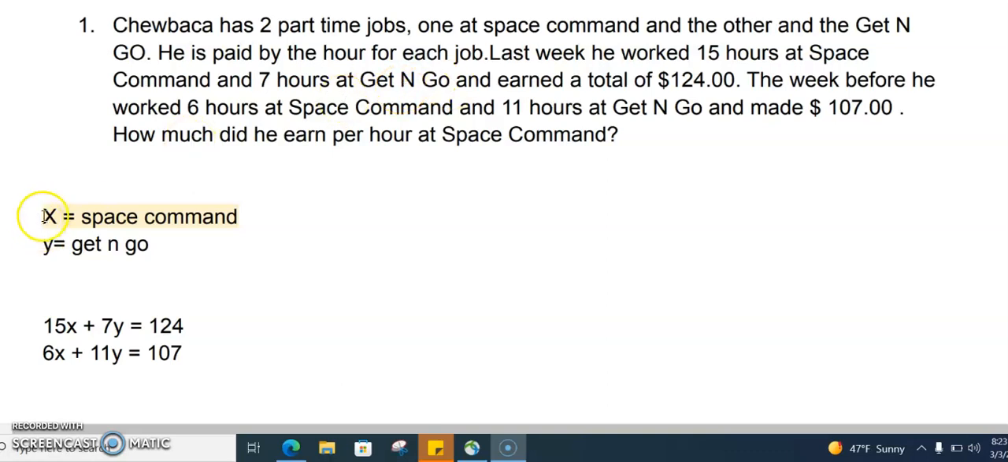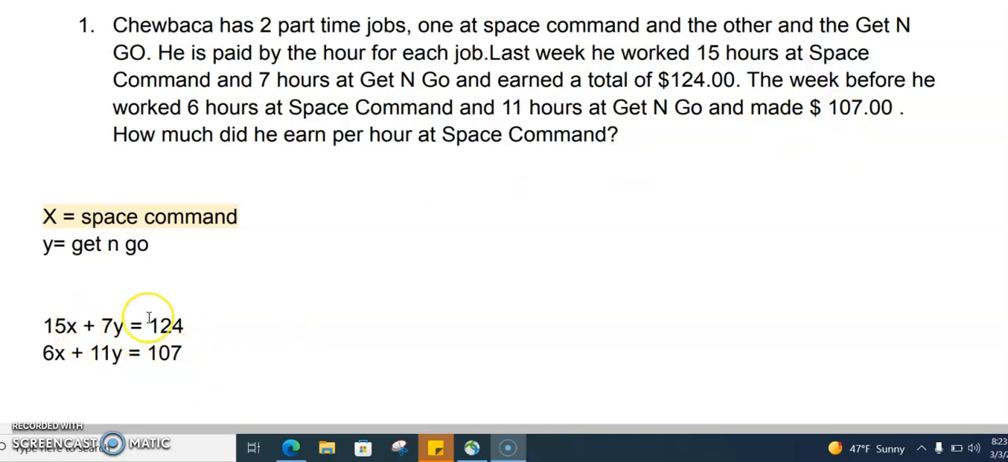So I want to go ahead and let my X and Y equal the number of hours that he's working. Last week he worked 15 hours at the Space Command, so I'm going to make X Space Command. And then 7 hours at the Get and Go, so I'm going to make Y equal to the Get and Go. And he earned a total of $124. The week before, he worked 6 hours at Space Command, so I got 6X, and 11 hours at Get and Go, so I got 11Y. And he made $107, so that equals 107.